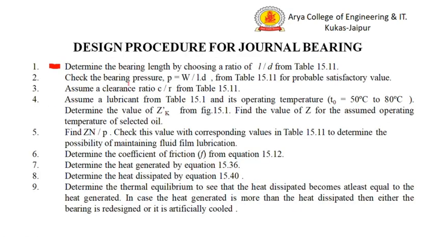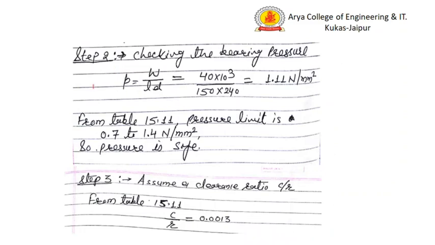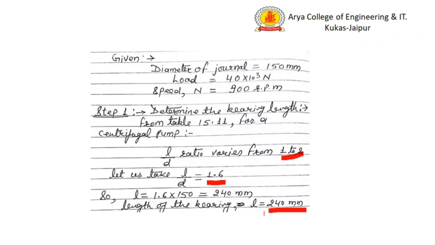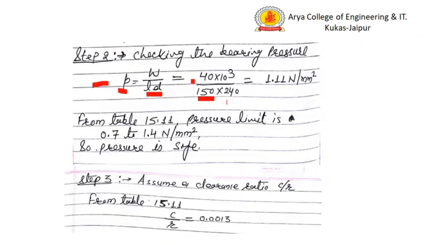Now the second step is to check the bearing pressure. P is equal to W by LD. We know that pressure is equal to force upon area. Force is given as 40 kilonewton, and the area is the projected area of the bearing, which is length multiplied by diameter. Diameter is 150 mm, which is given, and length, calculated in step number 1, is 240 mm. So the bearing pressure is 1.11 newton per mm square.